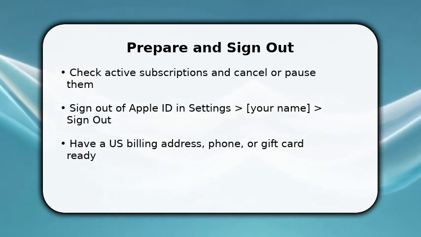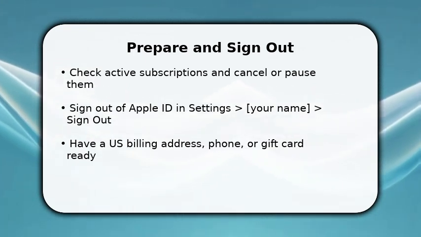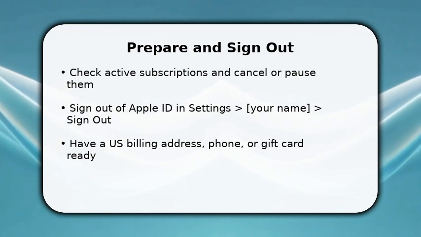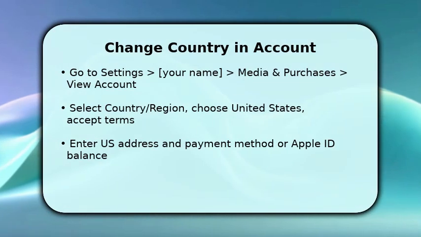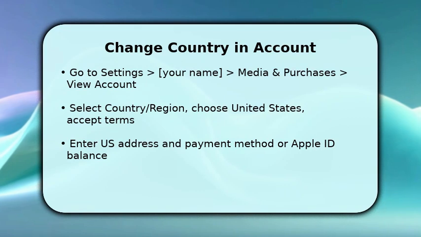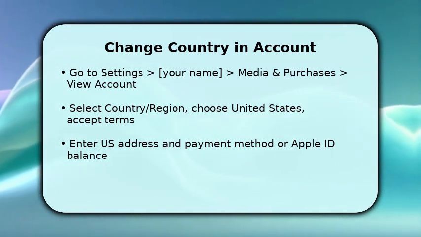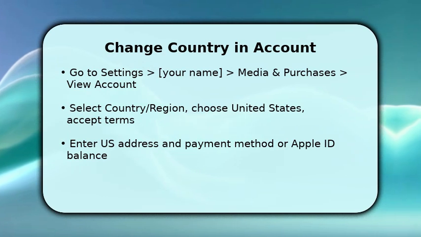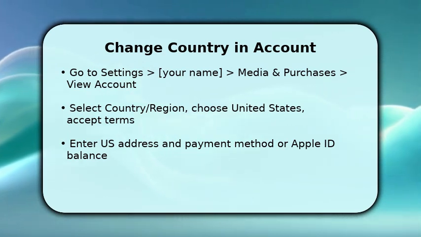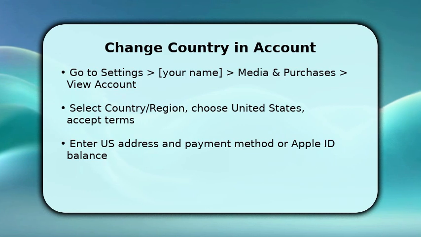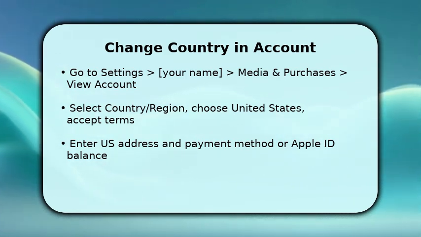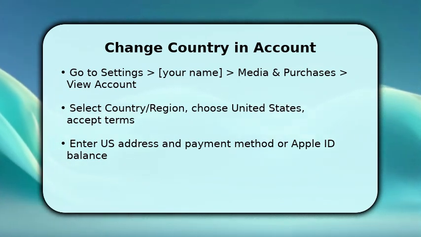You now change your country and account settings. Open Media and Purchases, tap View Account, then Country/Region and choose United States. Accept the terms and conditions to proceed. Next, enter a US billing address and either add a US card, use PayPal set to US, or redeem a US App Store gift card. The store validates payment regionally. If you get errors, make sure no subscriptions remain and your device is updated. These are common blockers during this middle step.